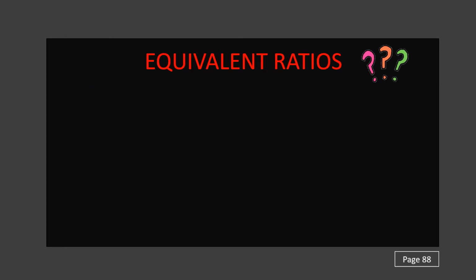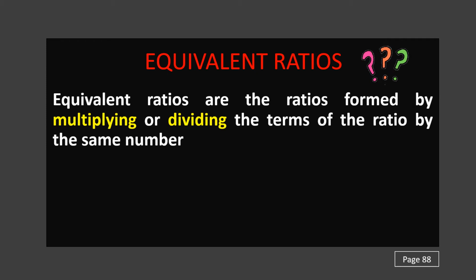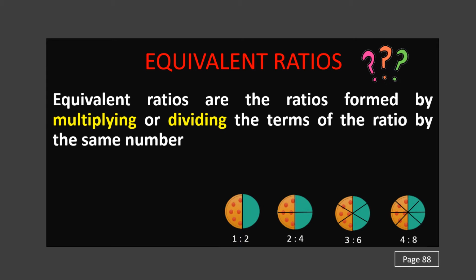Now the question here is, how do we form equivalent ratios? Let's see. Equivalent ratios are the ratios formed by multiplying or dividing the terms of the ratio by the same number. As you can see from this diagram, the first ratio 1:2, if you multiply with 2, you will get the second ratio, which is 2:4. And if you multiply 2:4 with 2, you will get the last ratio 4:8. You can even use division. Like if you use 4:8 and divide it by 2, you will still get the second ratio, which is 2:4.